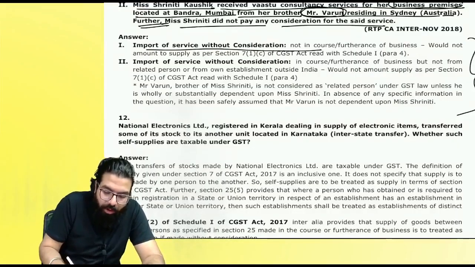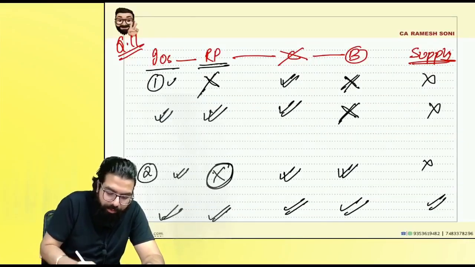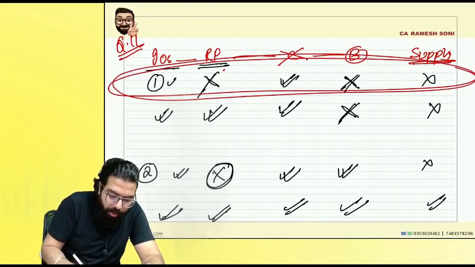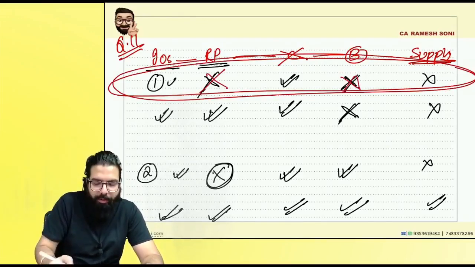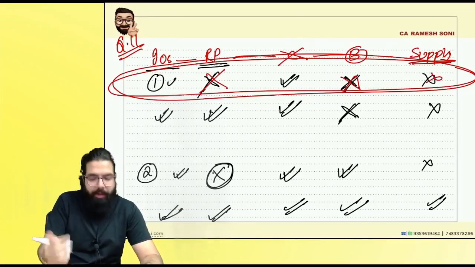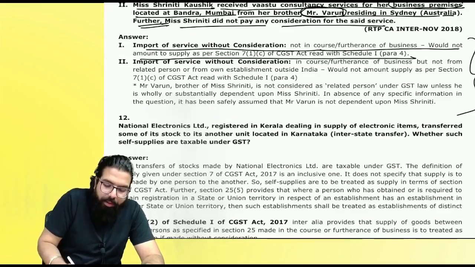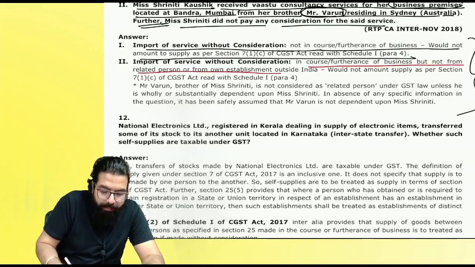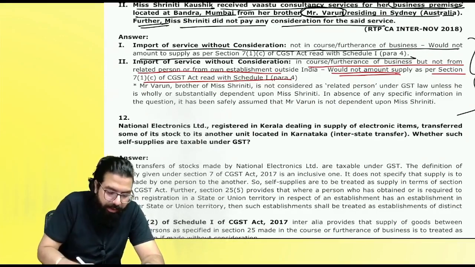Importation of service not in the course of business would not amount to supply. Everyone, they have told this for the first one. They did not talk about related, unrelated. They told the safest way is to say it is not for business and hence not supply. Next, importation of service without consideration, but not from a related person or own establishment, would not amount to supply as per section 7 1C.